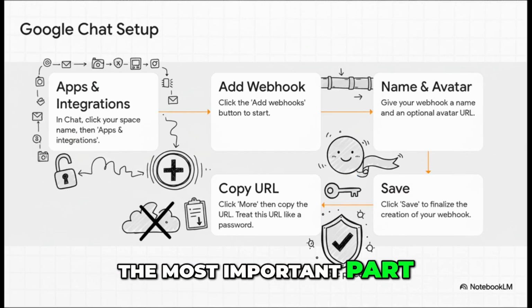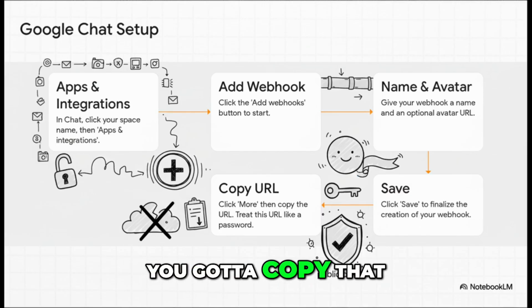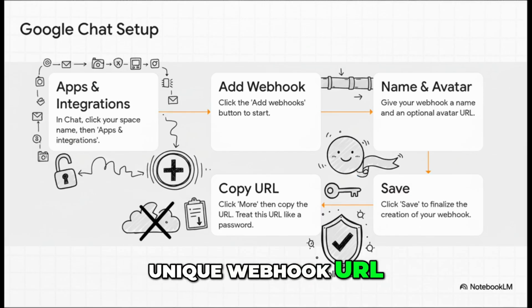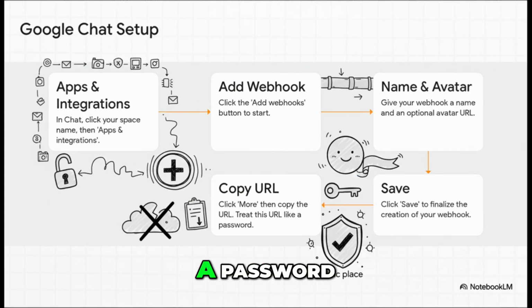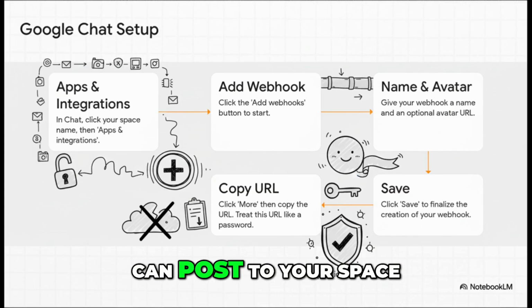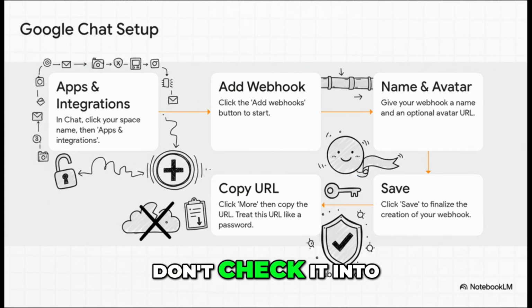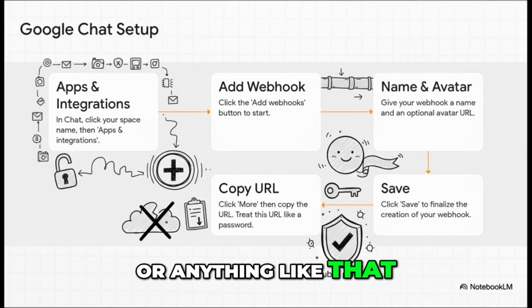Now the most important part is that last step. You gotta copy that unique webhook URL. And seriously, treat this URL like a password. Anyone who has it can post to your space, so keep it safe. Don't check it into a public GitHub repo or anything like that.